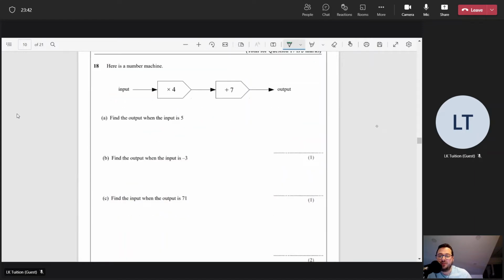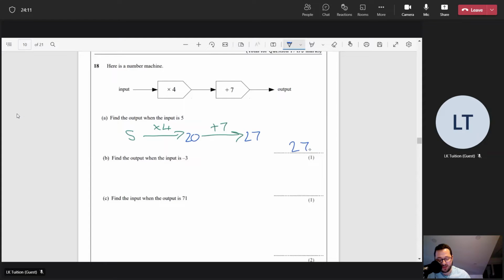Number 18, here is a number machine. So you shove a number in, you times it by 4, then you add 7, and you end up with some new number. Part A says find the output when the input is 5. So let's just recreate this machine. So 5 times 4 is 20, and 20 plus 7 is 27.